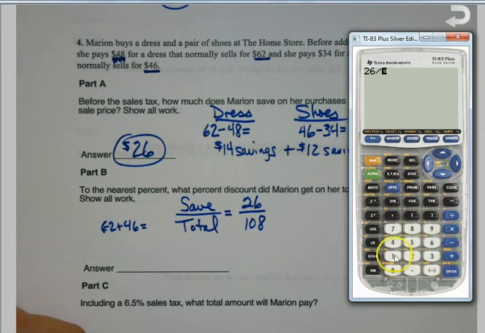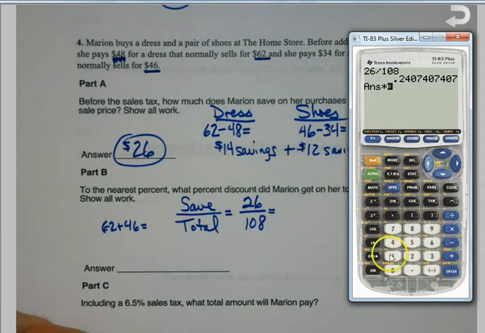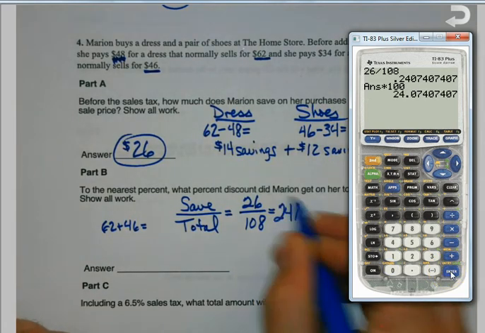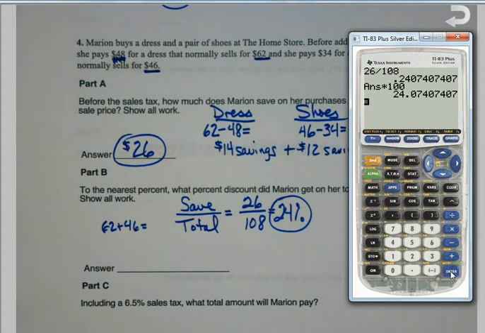we're going to divide those out. And again, remember, whatever you have here, turn it into your percentage. So it looks like we saved about 24%. That's not bad. 24% is not bad at all.